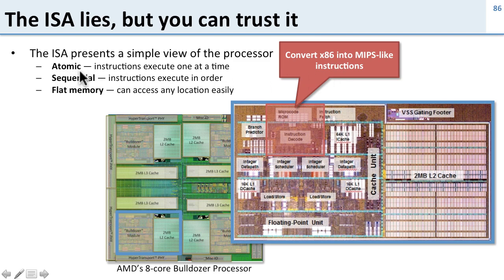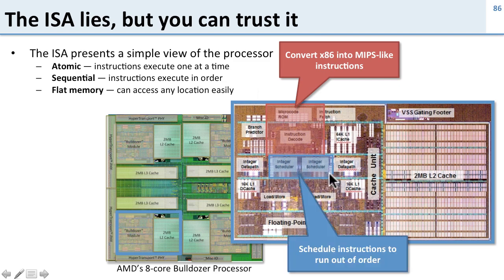So here goes that atomic thing. The atomic thing says instructions execute one at a time, but if you write an x86 instruction which says load something from memory and put it in a register, or do an add to it, it's going to be broken up into multiple chunks, which are then executed. So much for atomic. If you look down here, we've got 2 things called the integer scheduler. And what are they doing? Well, these are responsible for scheduling instructions to run out of order.